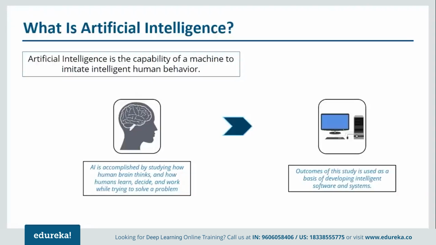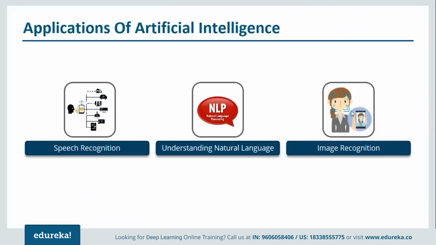Let us move forward and look at various applications of artificial intelligence. This slide talks about the applications of artificial intelligence. I've listed only three of them, but there are millions of applications. For example, it is used in speech recognition. Whenever you search something on Google, you can just tell Google and it'll search it for you. Similarly, it is used for understanding natural language as well as for image recognition. And there are many, many other applications in which artificial intelligence finds its use.